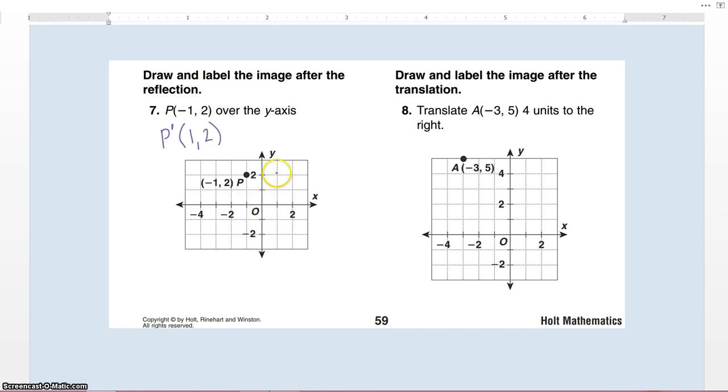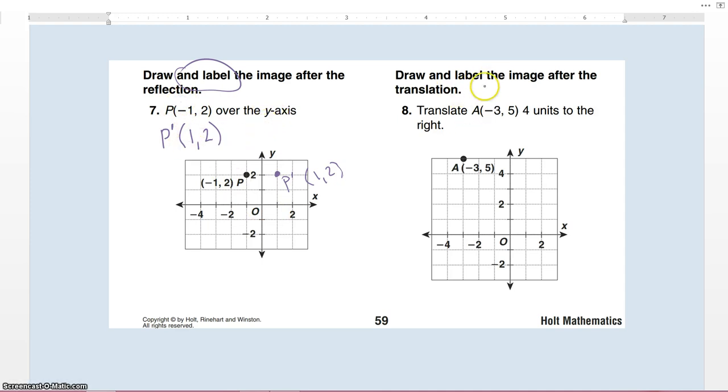So 1, 2 would be here. It says and label. So this is our new P prime. Its coordinates are 1, 2. Did that reflect across the y or over the y-axis? Yes, it did. So it worked mathematically, just changing the x value when you go over the y.